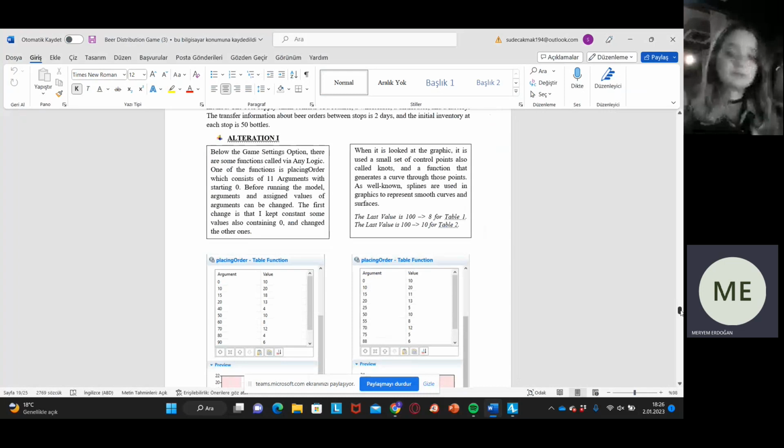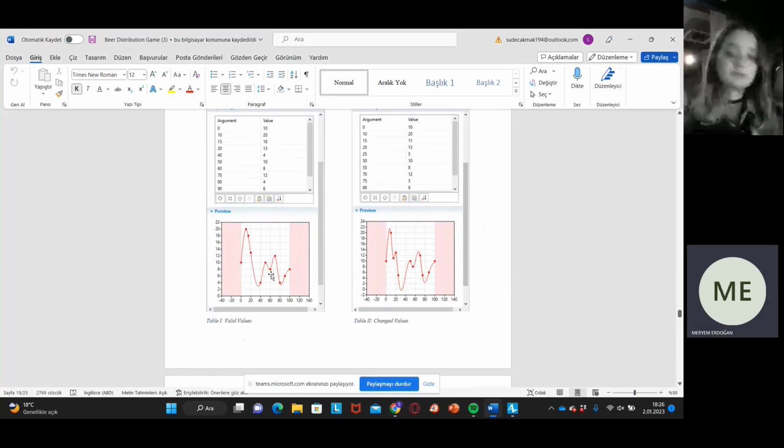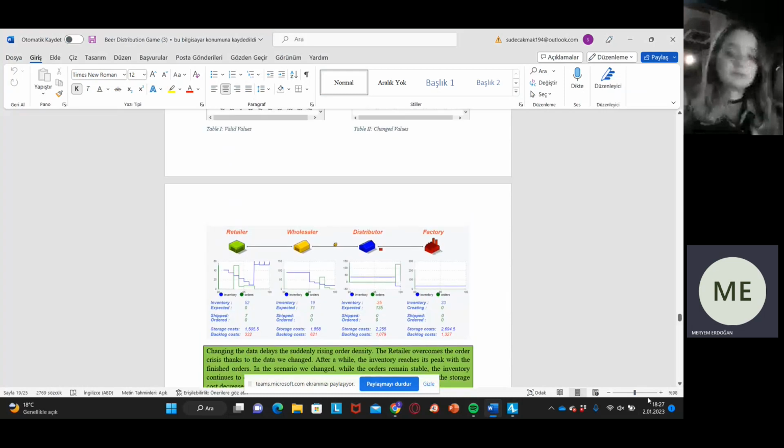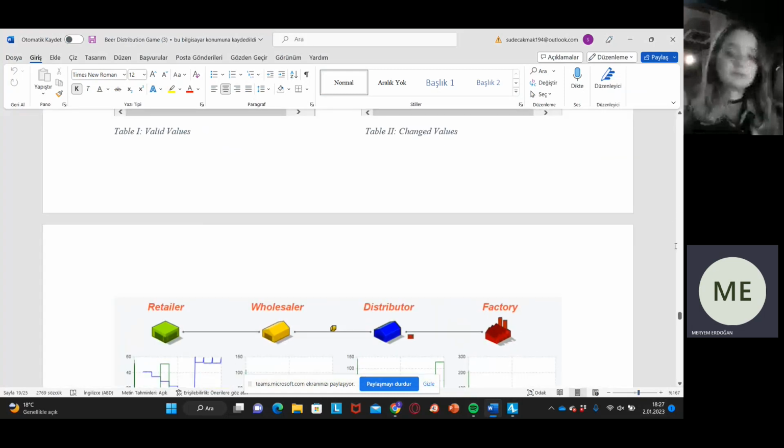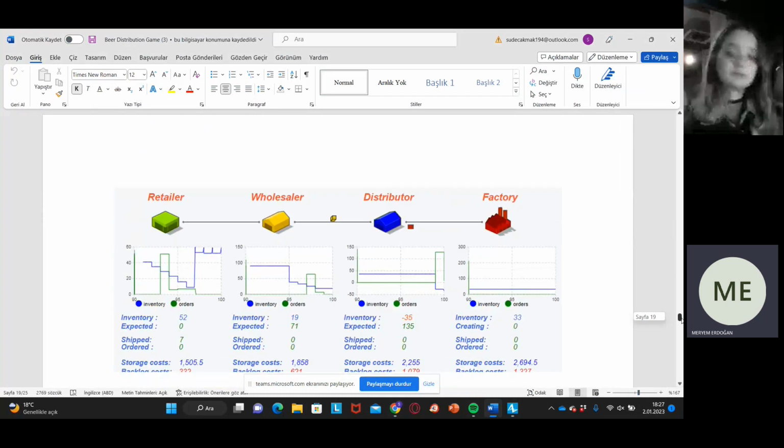You can see here on the screen. And there are some graphs. When you look at the graphic, it will use a small set of control points, also called nodes, red points, and a function that generates a curve through those points. As well known, splines are used in graphics to represent smooth curves and surfaces. So I will show the first thing that you will see when you run the model here, as you can see.